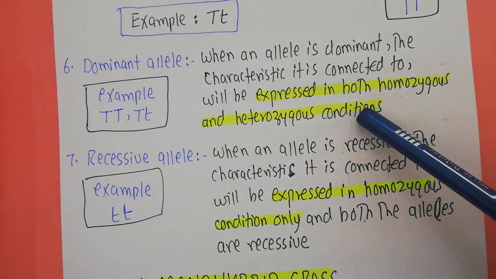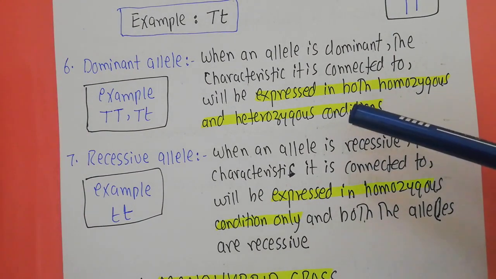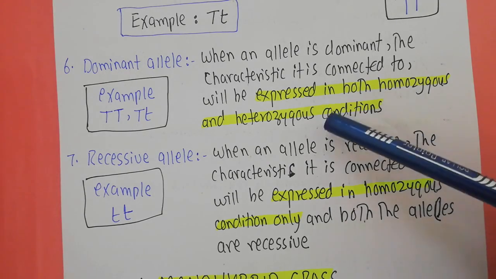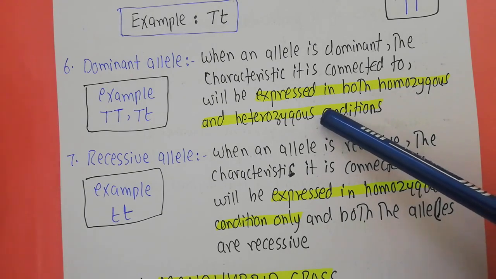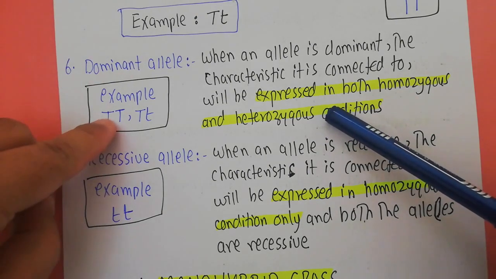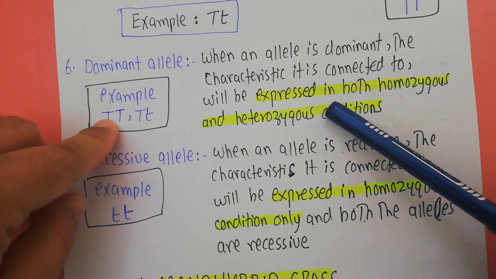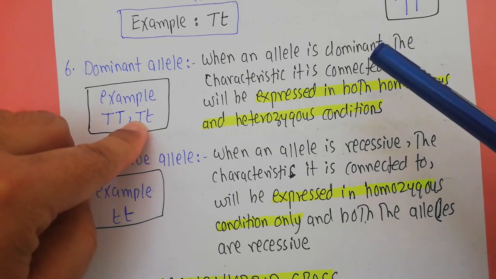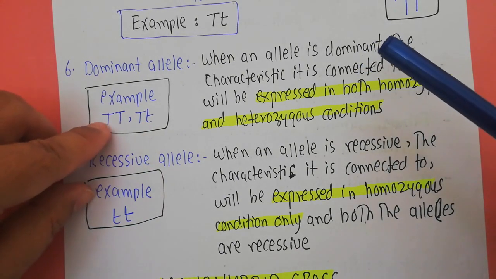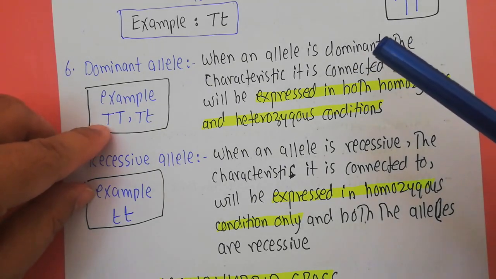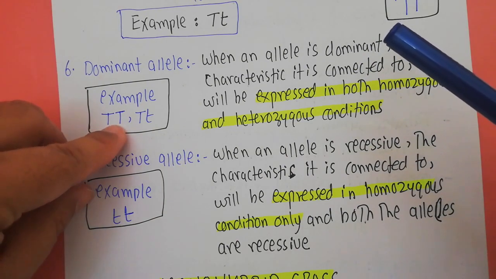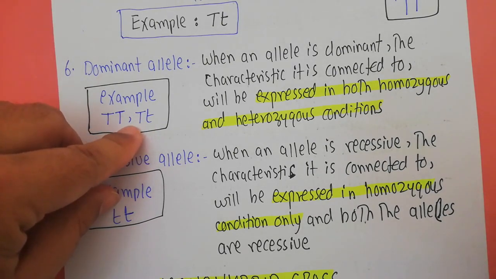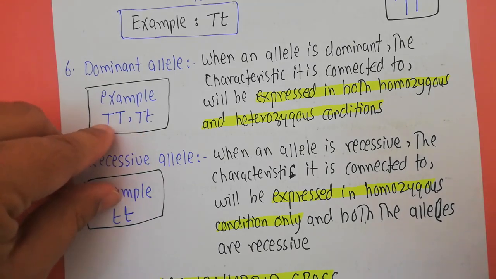Now what does a dominant allele mean? When an allele is dominant, the characteristic it is connected to is expressed in both the homozygous and the heterozygous condition. Dominant means that if that allele is present, whether in the homozygous form, like in this particular form, it is going to express itself. If it is present in the heterozygous form, like this particular form, it is also going to express itself. That means that particular allele is dominant in nature. Let us take this capital T as an example of the dominant allele. When it is present with another capital T, it is going to express itself. But if this capital T is present with the small t, again this capital T is going to express itself. So we call this capital T the dominant allele.